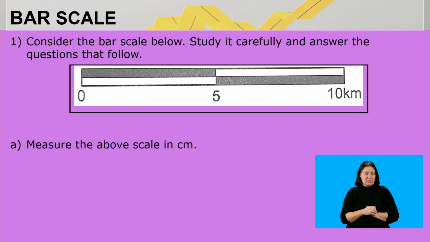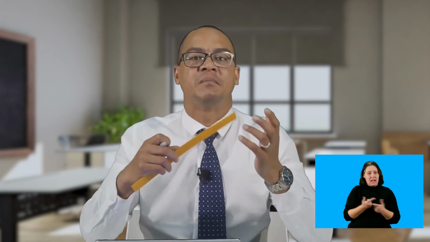So I want to ask you, whenever you're going to write paper 2, please make sure you take a ruler with, because it's almost inevitable that you're going to need a ruler to measure. Whether it's the bar scale, whether it's on a map, please make sure that you take your ruler with. So in this case, we're going to measure.